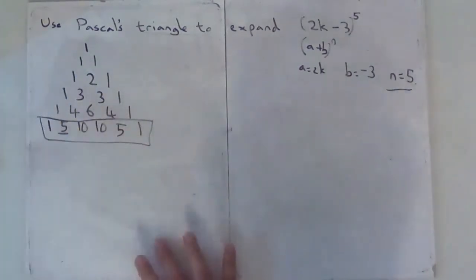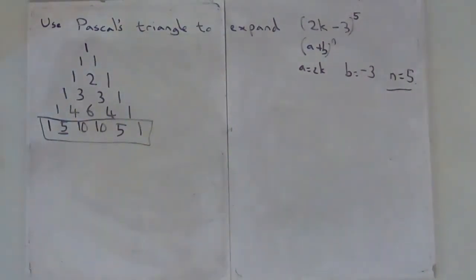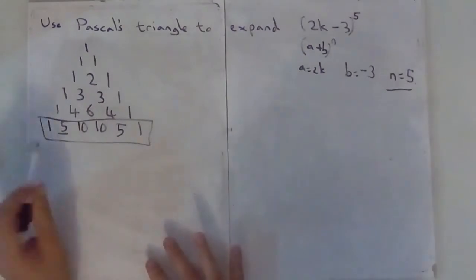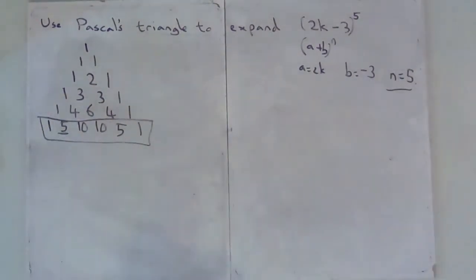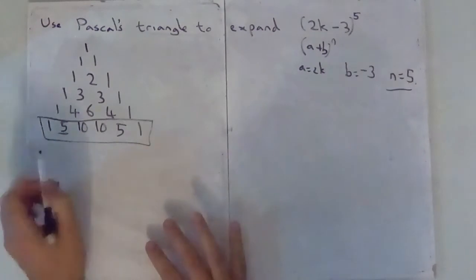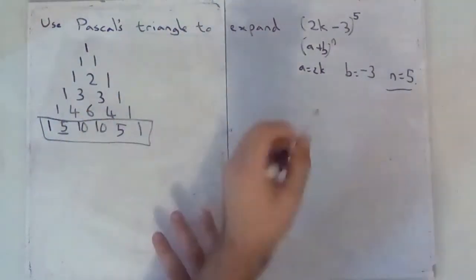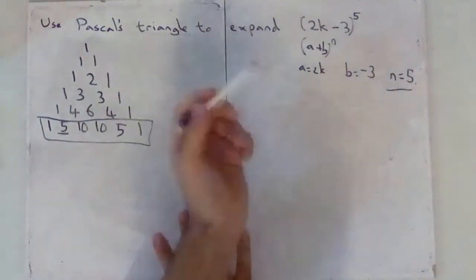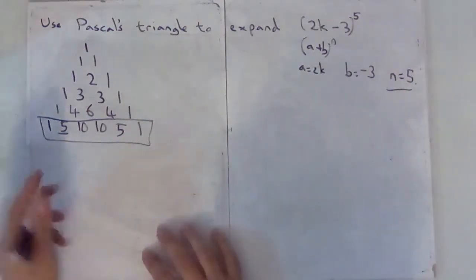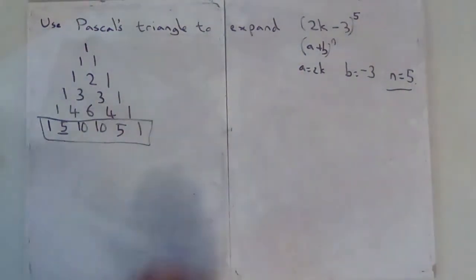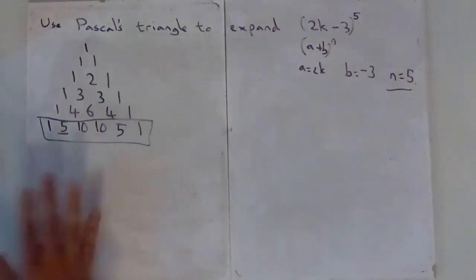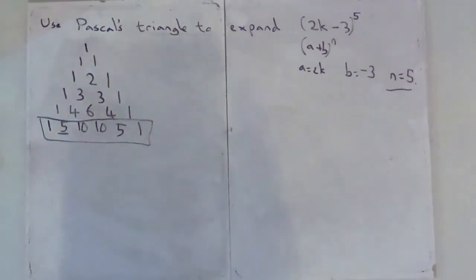Now, in this expansion, I know I'm going to have 6 terms, so you've always got one more term than n. Each term is made up of 3 things. A coefficient, which tells you the number of combinations in the long expansion that would get that term, though you don't really need to know that yet. A power of a, so a power of 2k, and a power of b, which is −3 in this case. So you're going to have 6 terms that are all 3 things multiplied together.